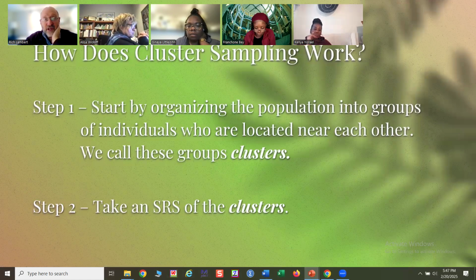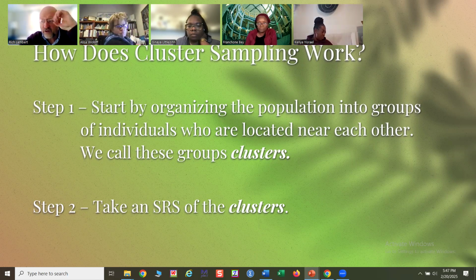So I want to go through the steps, like the actual stages that you use to implement this, so you can, again, at least be exposed to it, so you know it's available in the toolbox if you ever have an educational research study that requires cluster sampling, and then you can go back and learn more about it and fill in the gaps. So step one, you start by organizing the population into groups of individuals who are located near each other in clusters. The nice thing about step one for educational research is that's already done for us, right? The kids are already in their schools, they're already in their classrooms.